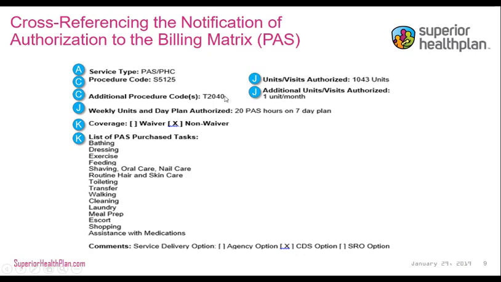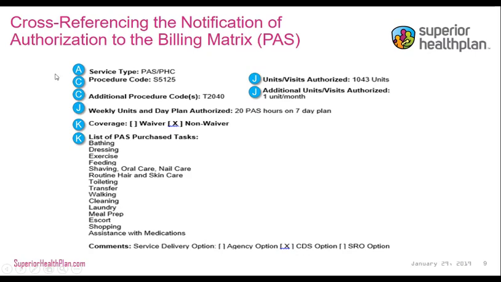There is an additional procedure code, as well as the units authorized for that procedure code. The weekly units are outlined as 20 PAUS hours on a 7-day plan. Member coverage is indicated as non-waiver. There is a list of additional PAUS purchase tasks, and under the comments you'll find the service delivery option. In this case, the CDS option or Consumer Directed Services.